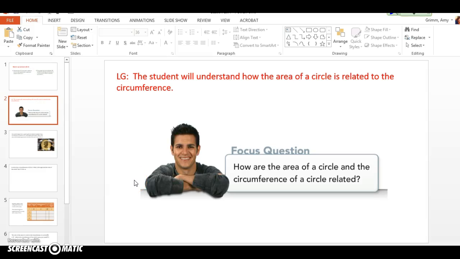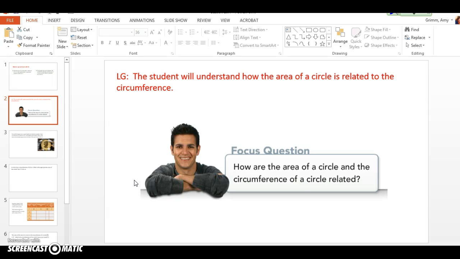All right, so learning goal today. The student will understand how the area of a circle is related to the circumference. So again, today area means everything that's inside of a circle. Circumference is the distance going around. We're going to see if there's a relationship between those two.